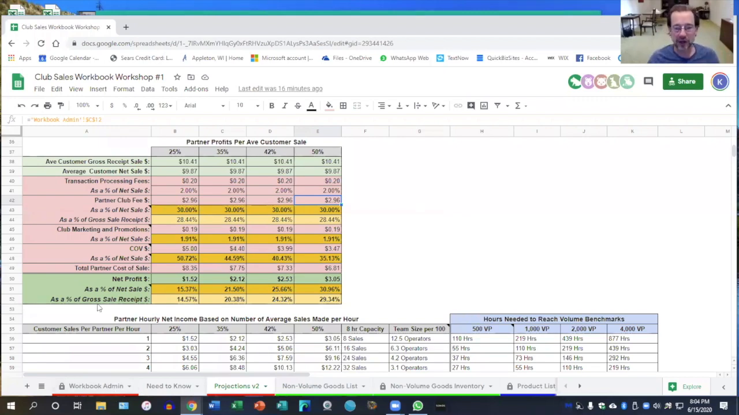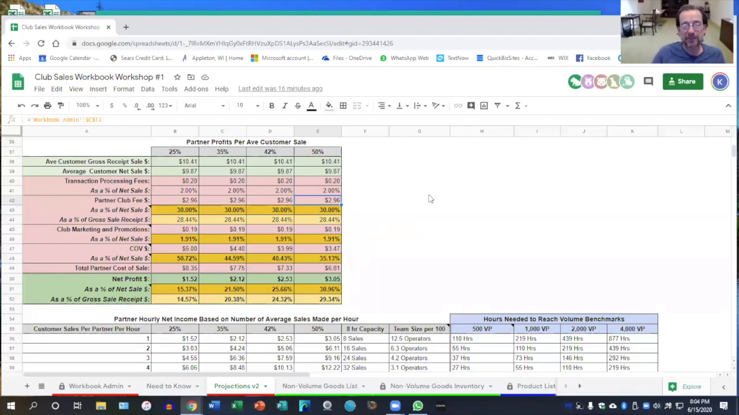Now this is just telling me what the partner fee is on average. But if I sold, let's see, my gross receipts were $314, I owe the club 30% of that. So 314 times 0.3 for 30%. All right, I owe the club $94.20.